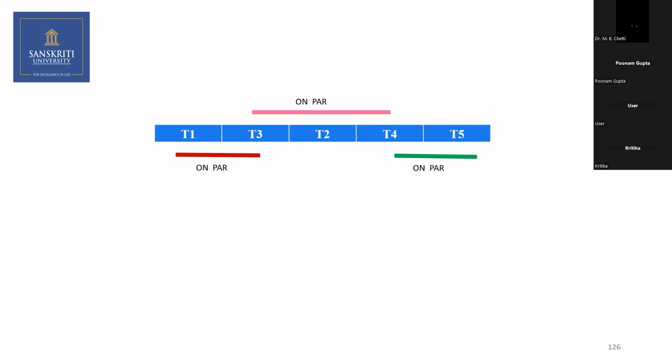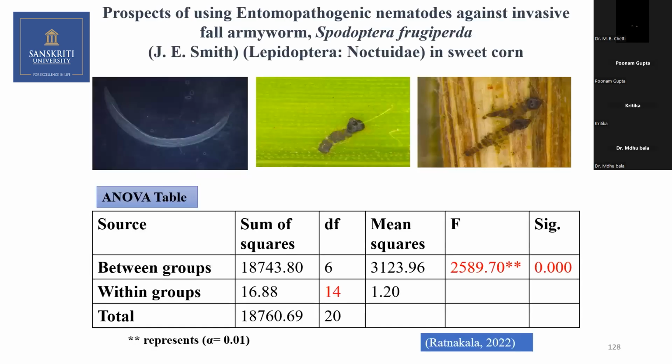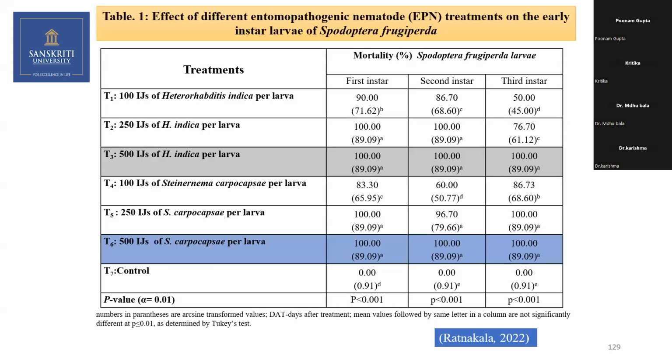Last topic, that is RCBD. We have some case studies. You can just see between the groups. See here, degrees of freedom, 26 and 14. Now the F is highly significant. It is the case of Ratnakala in the year 2022, on the prospects of using entomopathogenic nematodes against the pest, in sweet corn.